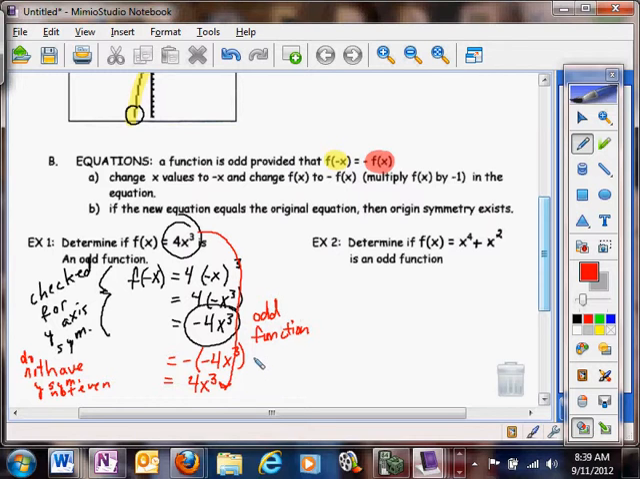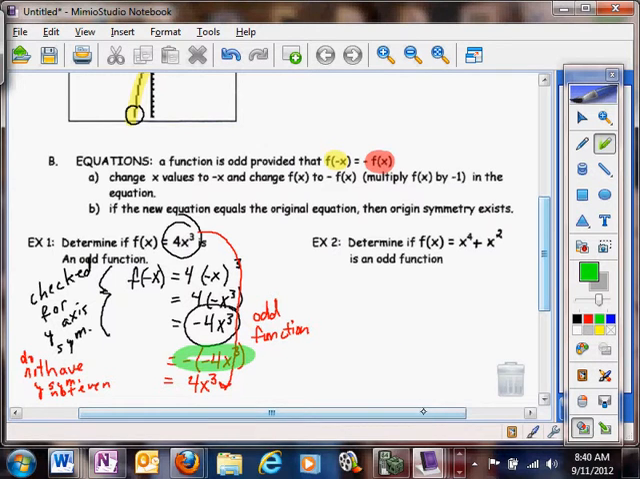So again, recapping, to check for even symmetry or an even function, you simply replace each x with a negative x and simplify. If you get what you had at the beginning, then you have an even function with even symmetry. Okay? To check to see if you have an odd function or origin symmetry, or in other words, odd symmetry, then after you put in a negative x and simplify, you multiply this answer by -1. And if that matches the original, then you have odd symmetry.